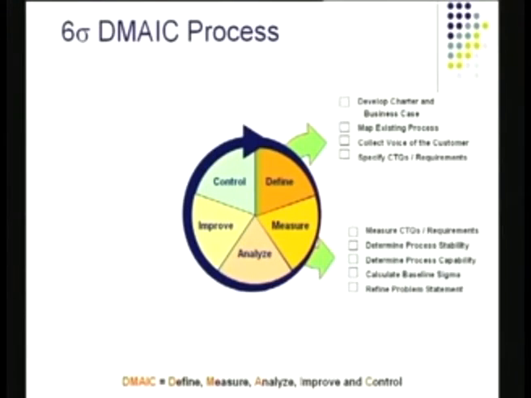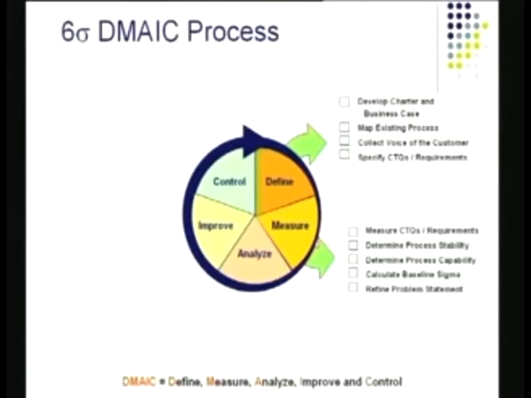Then, of course, you've got the measure step, which includes measuring the CTQs. These are very, very important. Measure the CTQs, the critical quality requirements. Determine the process stability, also determine process capability. This is measured by CPK. If you've forgotten about CPK, just look it up in a textbook or go to the internet and read about CPK. This is a very, very important metric. Then, of course, you calculate the baseline sigma.